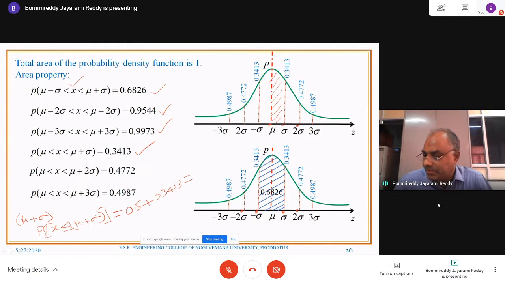So the probability of the result being less than or equal to that will be 0.8413. That means 84.13% of the results will lie below mu plus sigma. That is the meaning of it, and this is how the numerical problems will be solved. That we will see a little later. I will solve some of the numerical problems later.